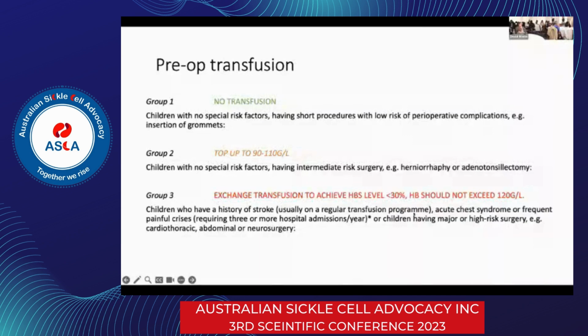We use a bit of a traffic light system in consultation with haematology and the anaesthetist about transfusing pre-op. And these are some of our risk stratifications we use to discuss with you about what surgery would entail, expected blood loss, and duration of surgery.